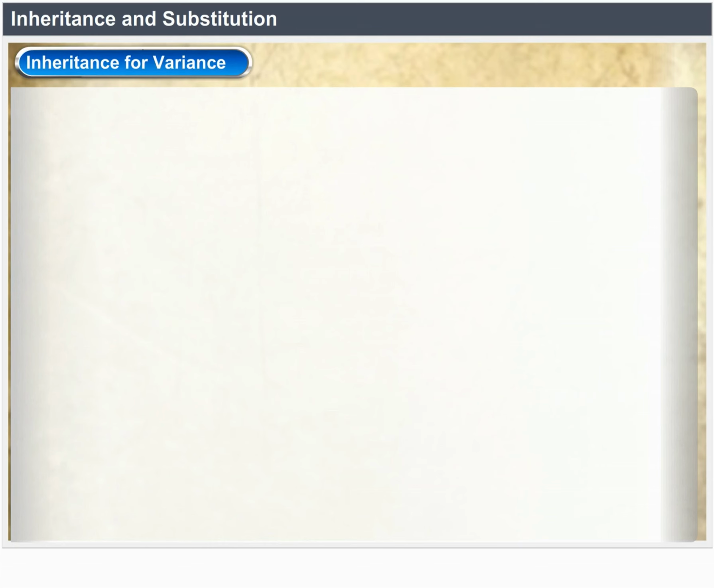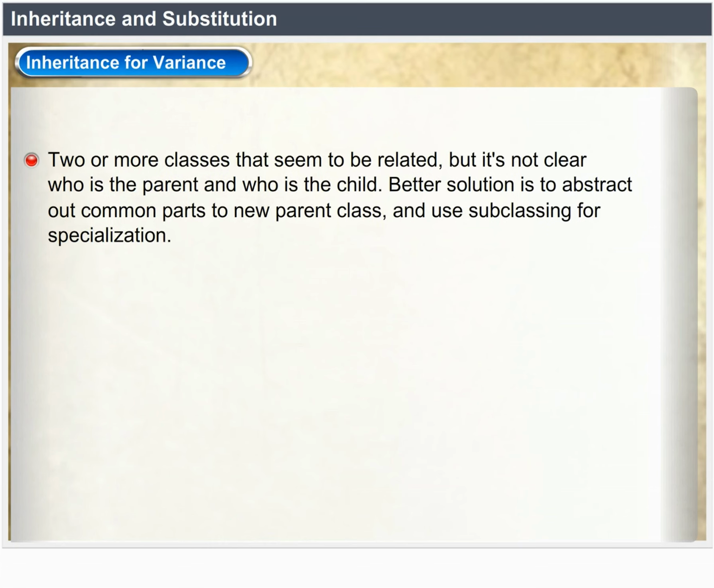Inheritance for variance. Two or more classes that seem to be related, but it's not clear who is the parent and who is the child. A better solution is to abstract our common parts to a new parent class and use subclassing for specialization. For example, mouse, touchpad and joystick.